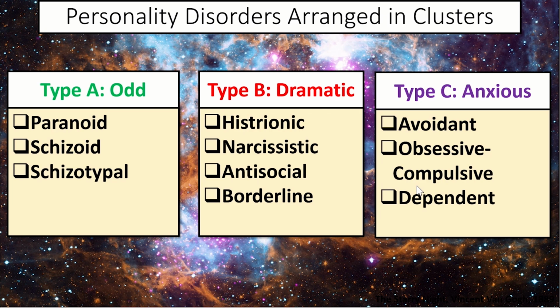Let's move on to the type B dramatic cluster. This is my favorite cluster. I've treated a few of these patients in the hospital before, and you never know what to expect with them, and it always makes for an interesting hospital stay. So let's talk about the type B, the dramatic cluster, which again is the histrionic, narcissistic, antisocial, and borderline personality disorders. And we'll go in that order.